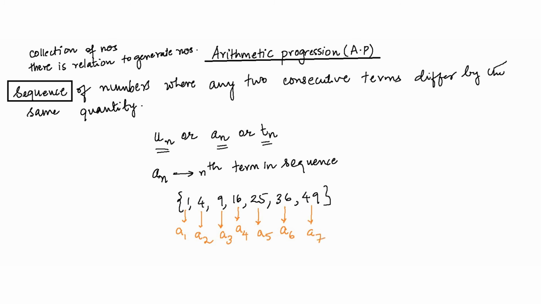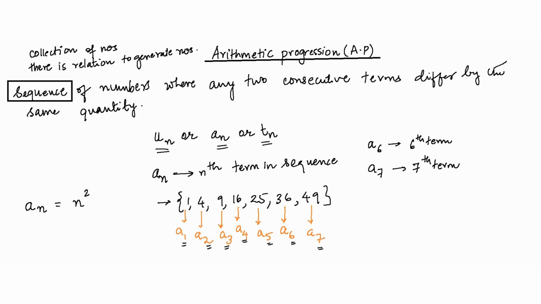So you will notice that the subscript that I write over here basically represents the position of that particular term. So for example, here A6 implies that it is the 6th term. A7 implies that it is the 7th term in the sequence. Now this is a sequence of numbers where I can say that the formula for generating the nth term is basically the square of that particular position.